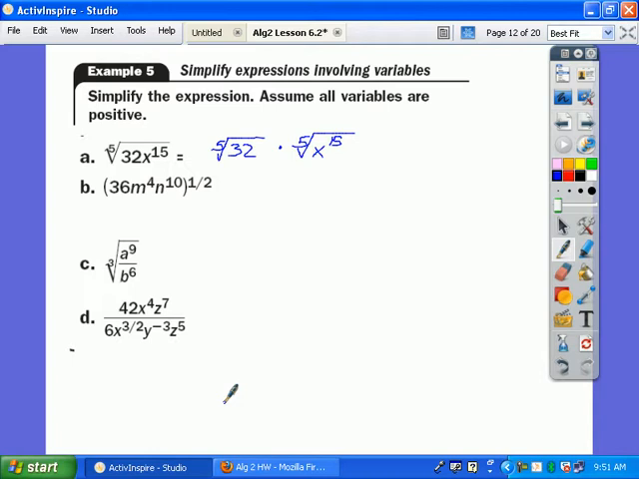Okay. Now the 5th root of 32 is just 2. That piece should be fine. So maybe we'll just come over here and write the 2. But what is the 5th root of x to the 15th?